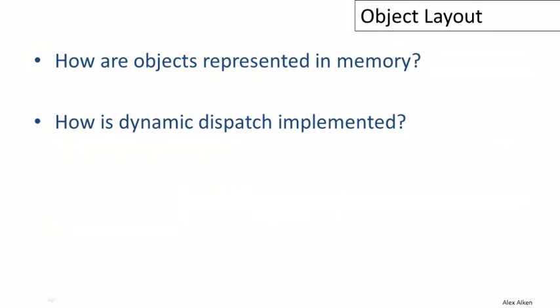There are really only two questions that we have to answer to give a complete description of how to generate code for objects. The first one is how are objects represented in memory? So we need to decide on a layout and representation for objects. And the second one is how is dynamic dispatch implemented? That's the characteristic feature of using objects, that we can dispatch to a method in the object, and we need an implementation of that.